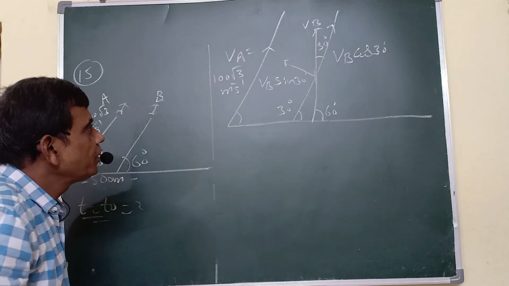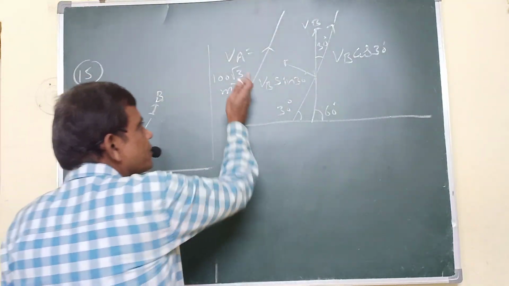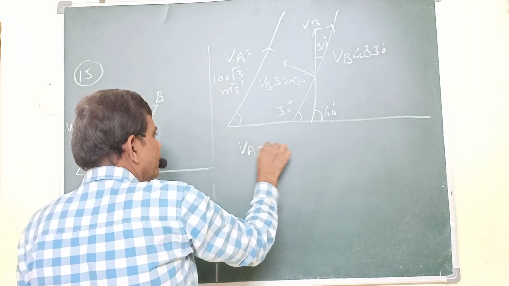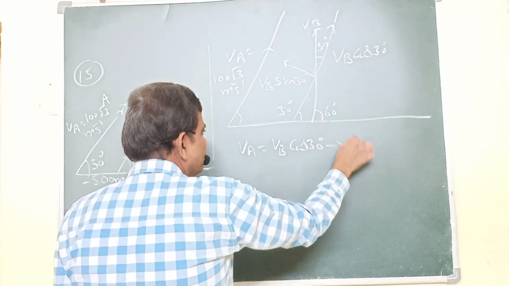Okay. Now here what happened? VA equal to VB cos 30. One equation, because these two are parallel components. VA equals to VB cos 30. I am taking this as my first equation.